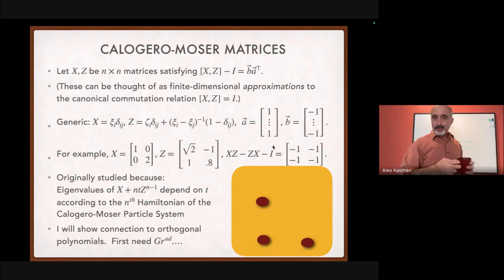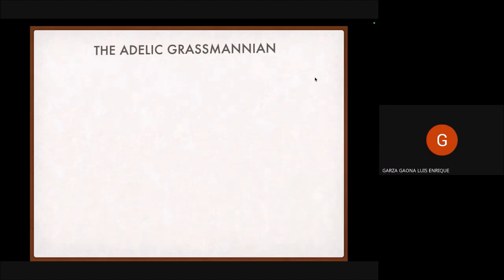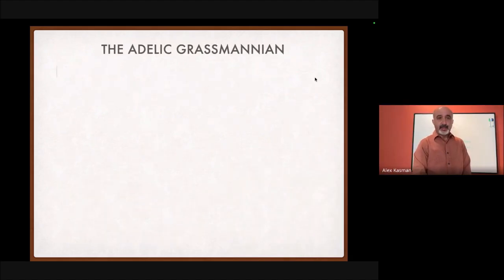Any questions about Calogero-Moser matrices before I move to the next slide? No question. Okay. So what's the adelic Grassmannian?